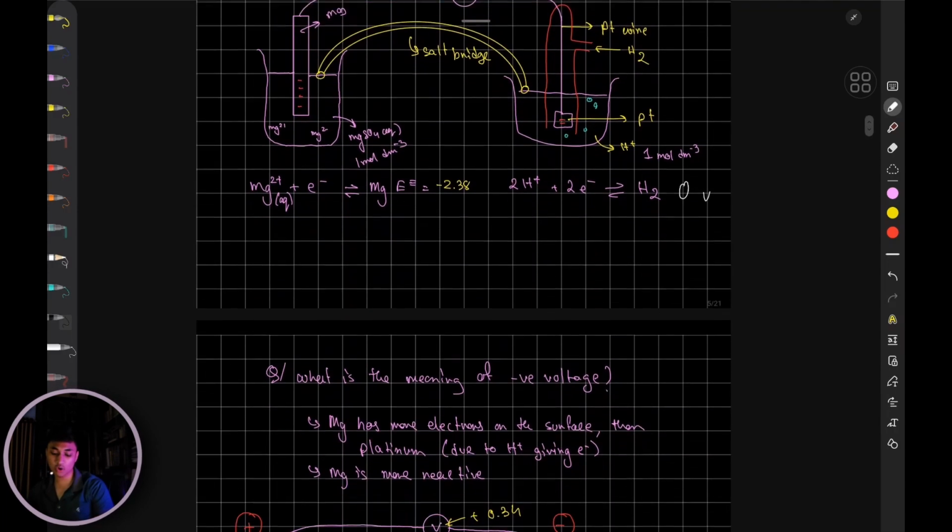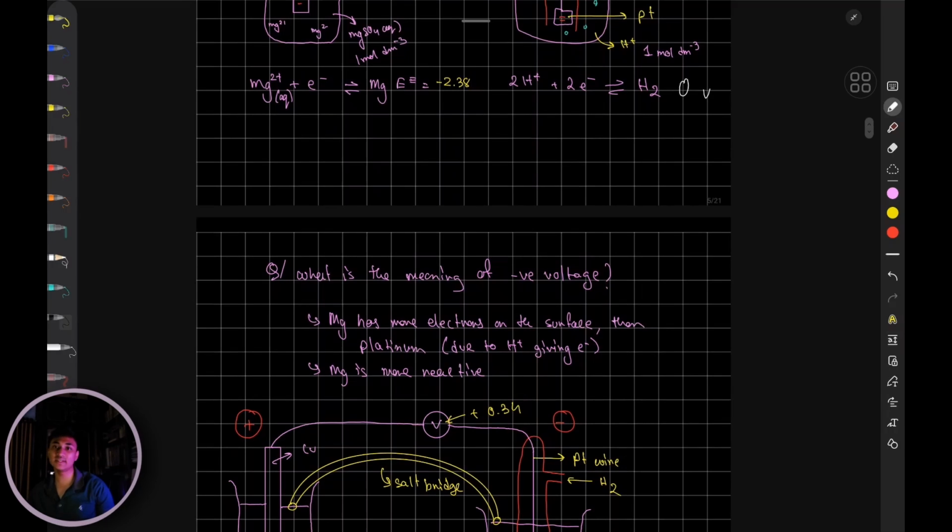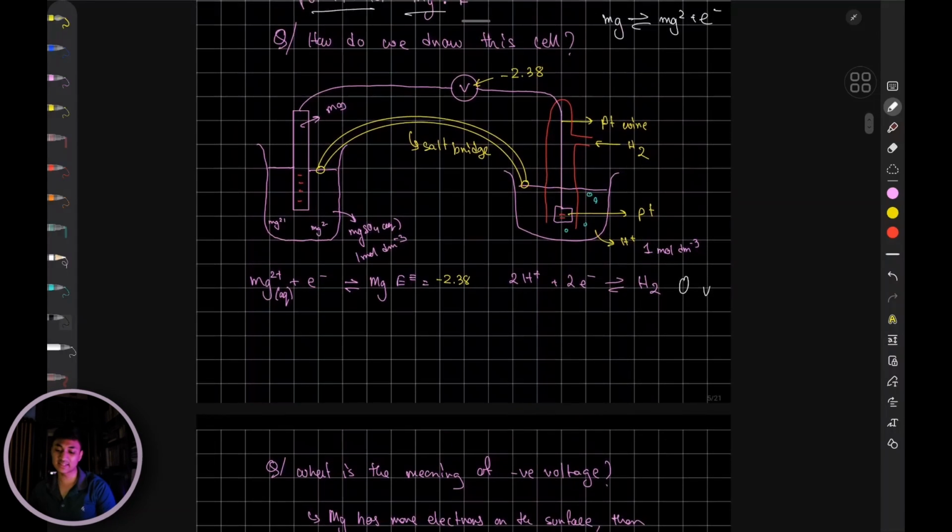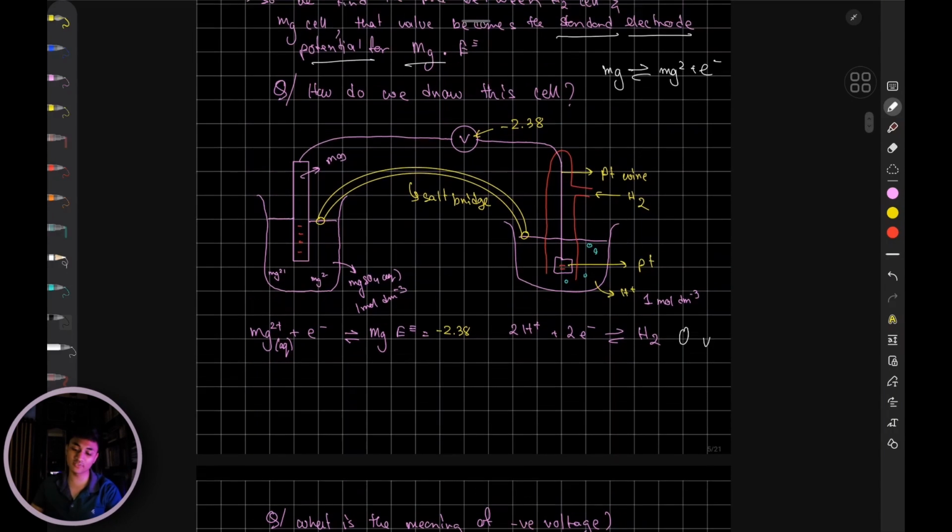So that is why we call it standard electrode potential. That is the definition of standard electrode potential: in comparison to a standard hydrogen half cell, what is the electrode potential of, let's say, magnesium, let's say calcium, let's say any other metal.